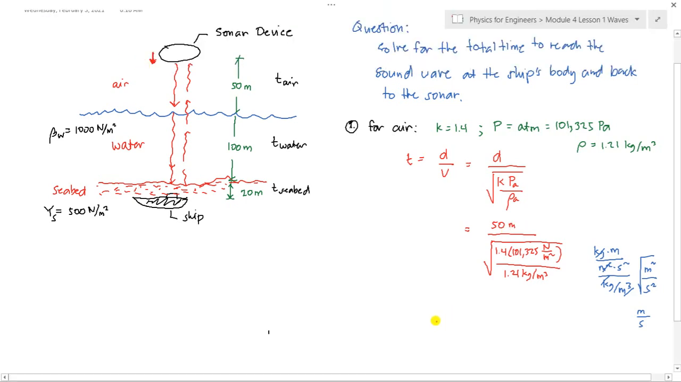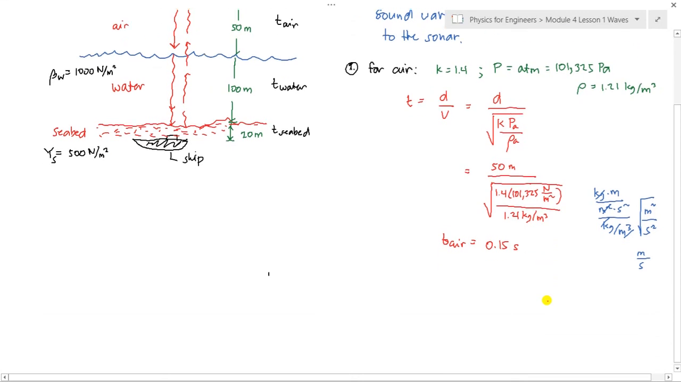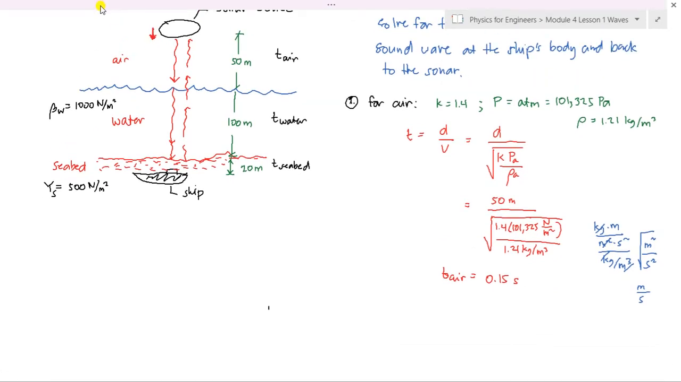Since meter is in the numerator, the answer here is just seconds. So therefore the time for air, T for air, is equal to 50 divided by the square root of 1.4 times 101,325 divided by 1.21. So the answer is 0.15 seconds. So that is approximately 0.15 seconds in air. Now next is for water.